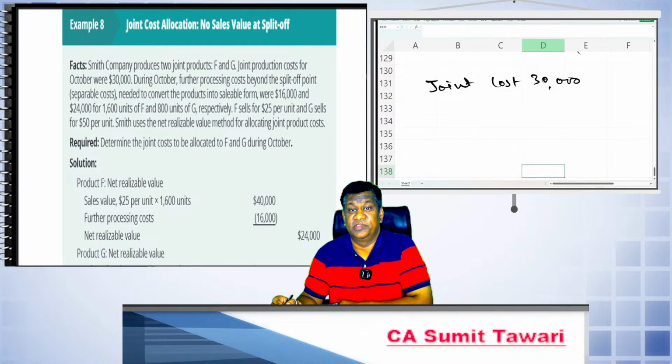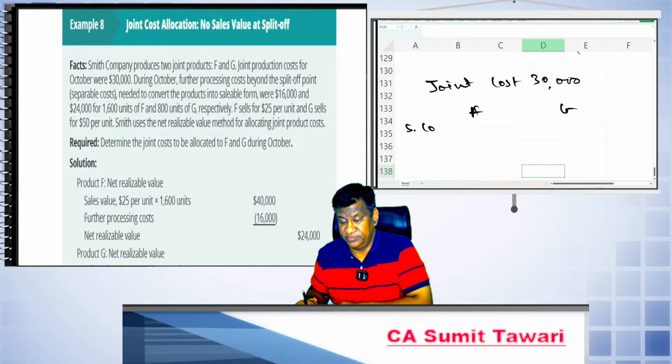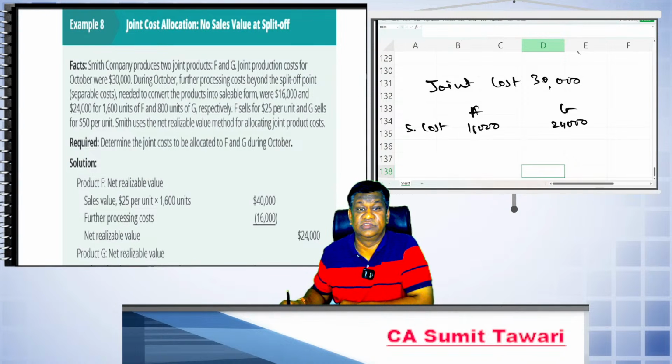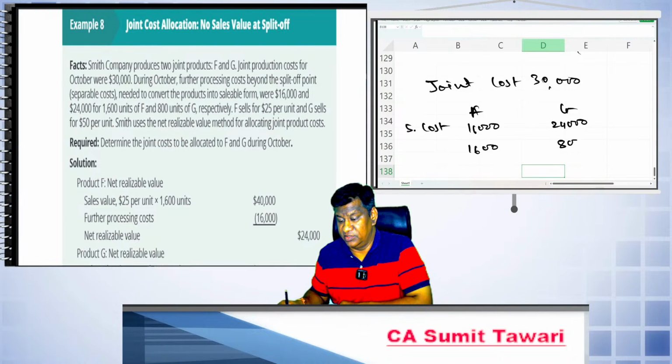During October, the further processing cost beyond the split off point, the separable cost needed to convert the product into sellable form, was 16,000 and 24,000. So for F and G, the separable costs are 16,000 and 24,000. And the quantities are 1600 and 800 units.